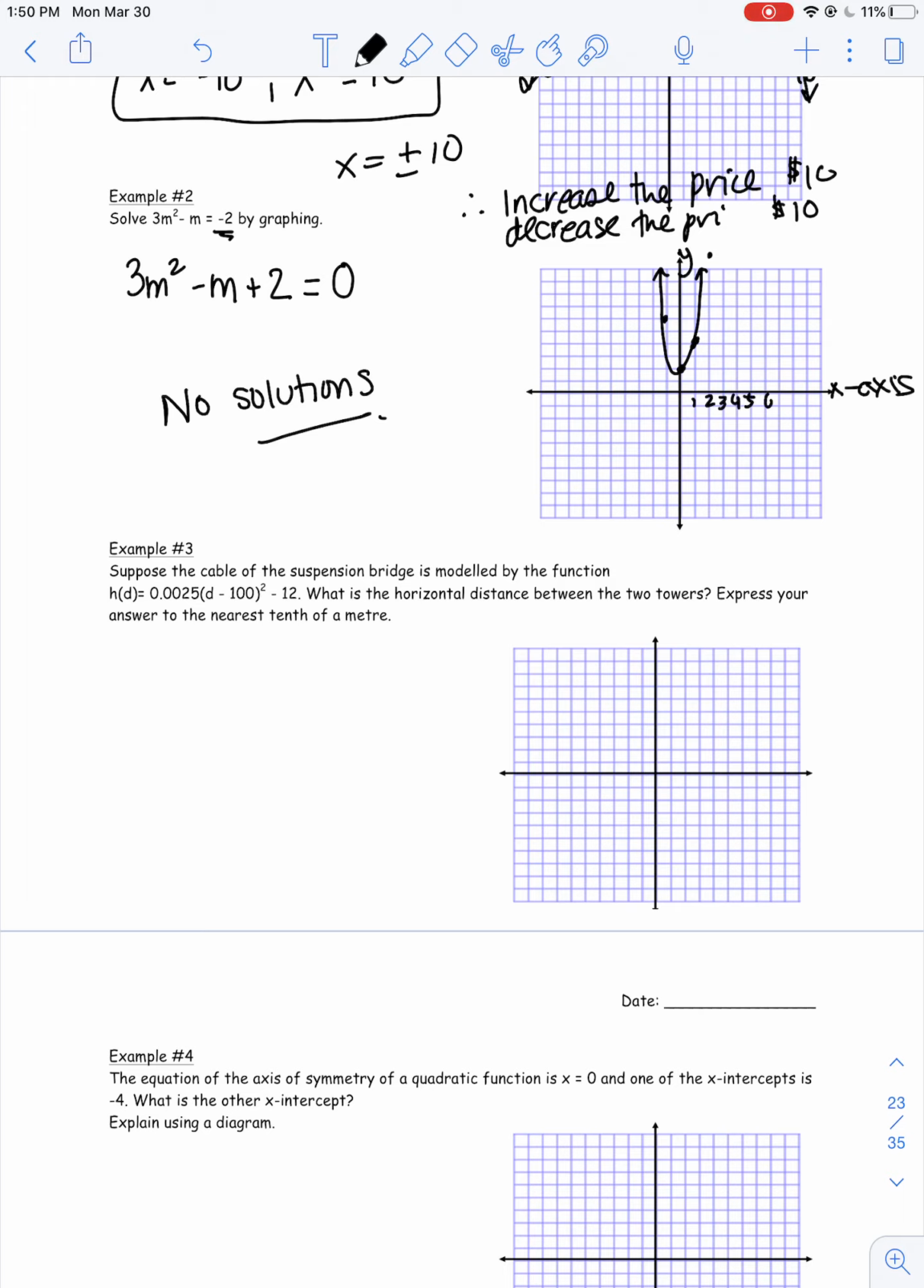Okay, so what's always important is to label your x and your y-axis and put numbers down. So you're going to see that it becomes very important for next year's diploma. So always label your graph.